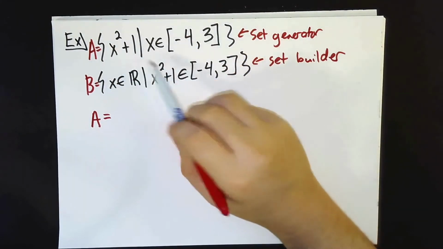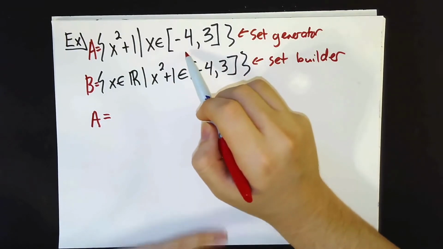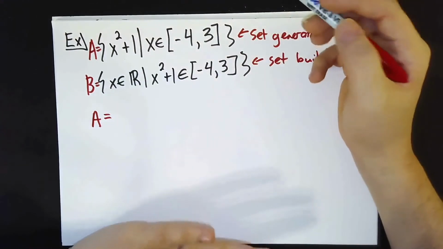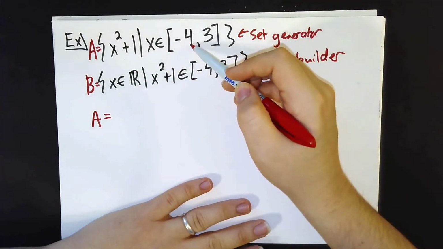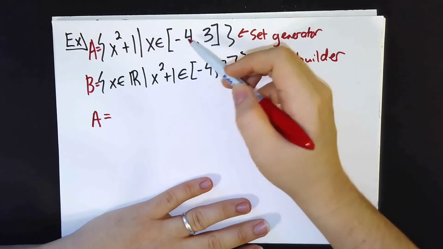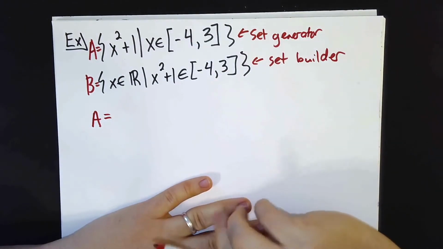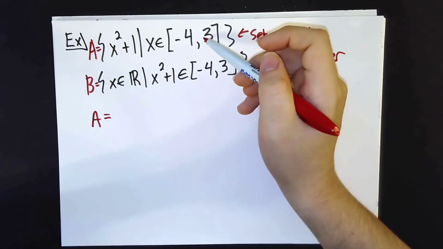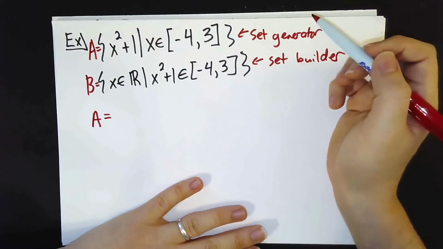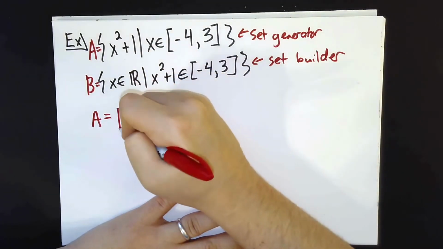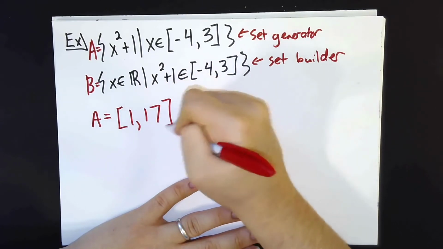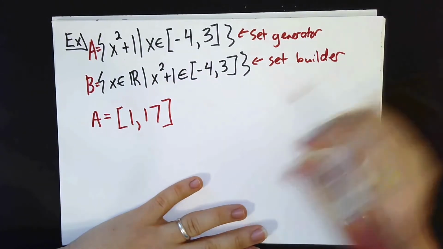So it might take you a second. This is what I get when I plug in every number between -4 and 3 to x squared plus 1. So I get numbers as large as 17, because if, for example, I square -4 and add 1, that would give me 17. But I, in fact, get out numbers as small as 1, because if I plug in 0 here, I actually get out 1. So, in fact, the A I've described here is the closed interval from 1 to 17.